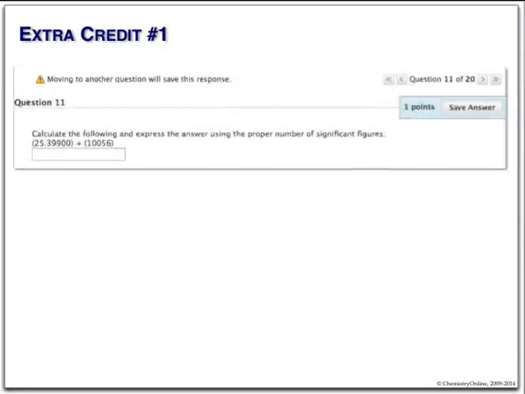Oh my gosh, now we have to do a calculation. Actually, you have to add these numbers and then decide what the answer is. You enter the numbers right in the little box on Blackboard. Calculate the following. Well, we're just going to add these 2 numbers together. Use a calculator.